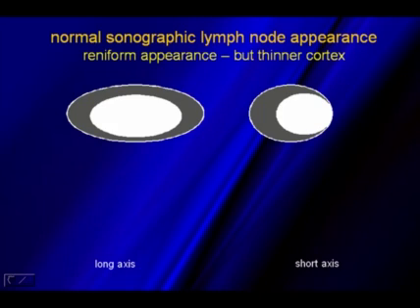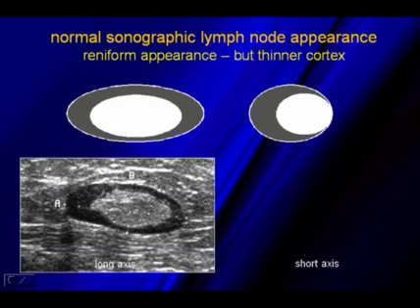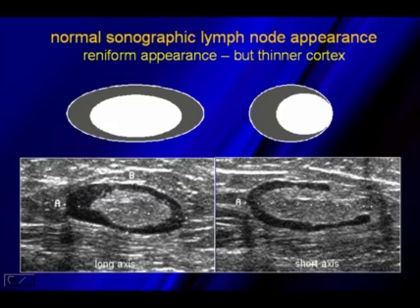Now, once I've seen a suspicious lesion in the breast, what I want to do is check the axilla. I want to look at lymph nodes and see if there's anything suspicious in the axilla. A normal lymph node looks just like a kidney. Here we can see a long axis view and a short axis view. These were zoomed up pretty large, but it looks just like a kidney. This would be our parenchyma or cortex and our fatty central hilum.